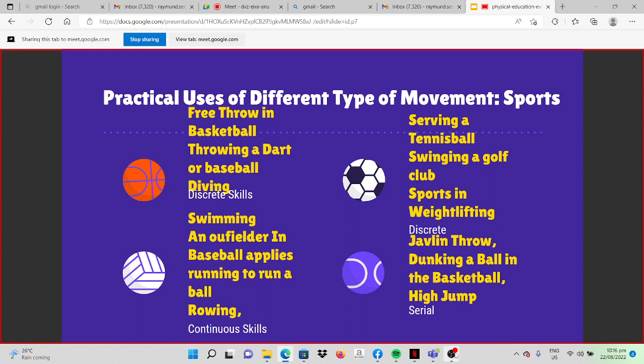Next, practical uses of different types of movement in sports. We have discrete skills: free throw in basketball, throwing a dart, or diving. Next is continuous skills: swimming, an outfielder in baseball running to catch a ball, rowing. Discrete: serving a tennis ball, swinging a golf club, weightlifting. Then last but not the least is the serial: javelin throw, dunking a ball in basketball, and high jump.